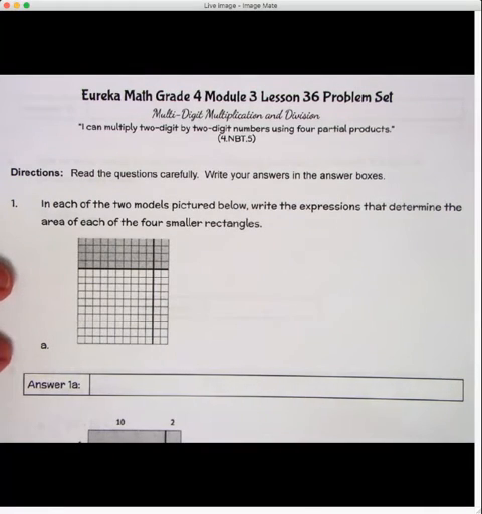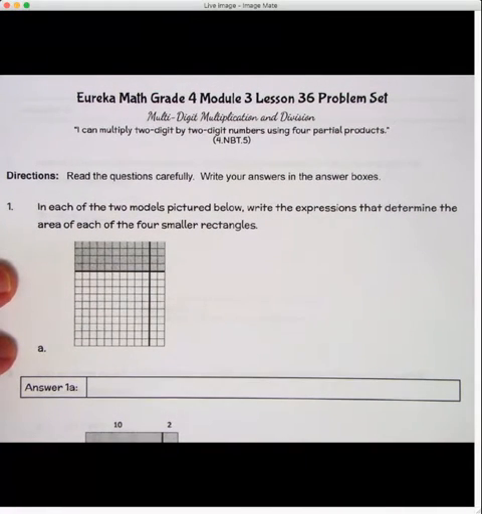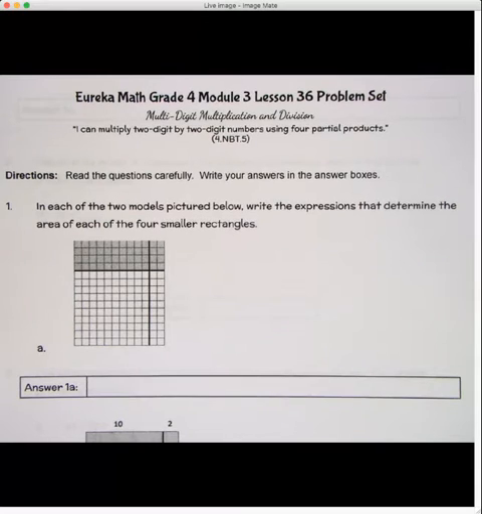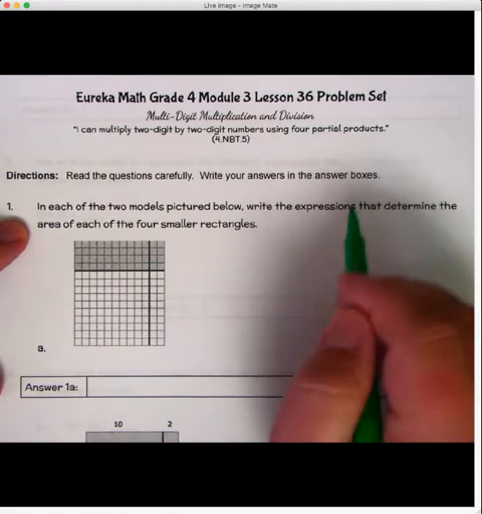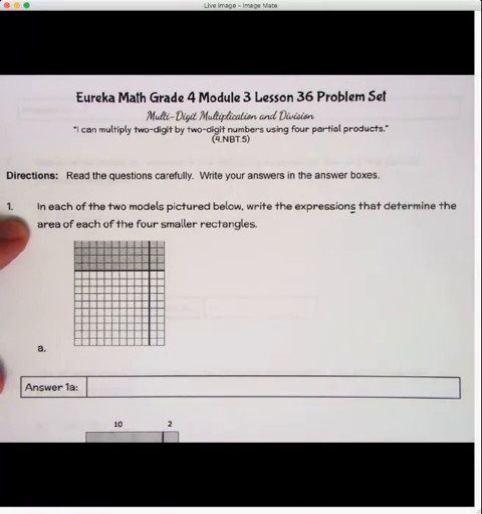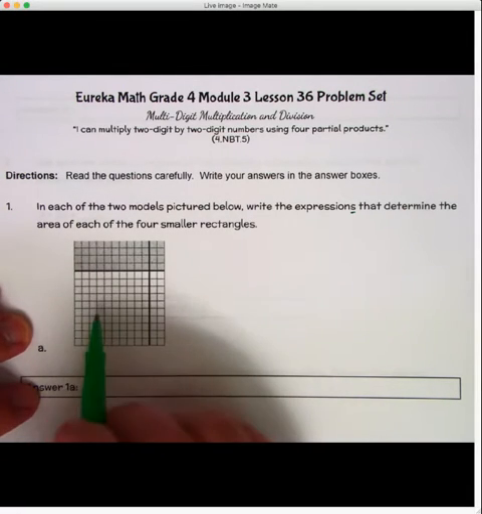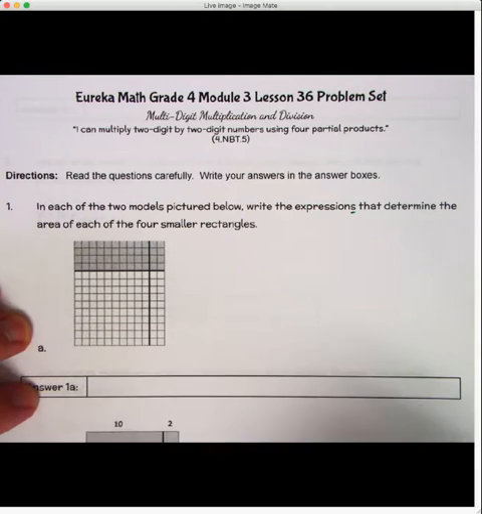So problem number one just wants us to make sure that we understand what the area model is showing us. Part A and B are the same rectangle, we're going to see. It says, in each of the two models pictured below, write the expressions. So we've got to write more than one multiplication problem that determine the area of each of the four smaller rectangles. As you saw in Mr. Walker's lesson, we've split this larger rectangle up into smaller pieces, into tens and ones, okay?